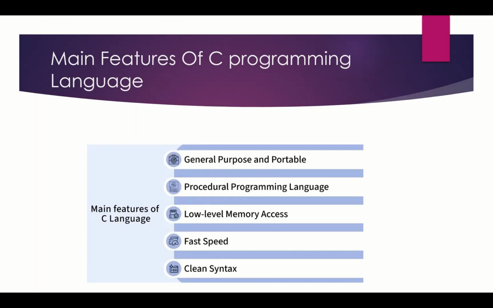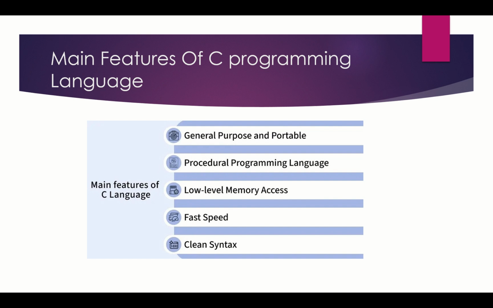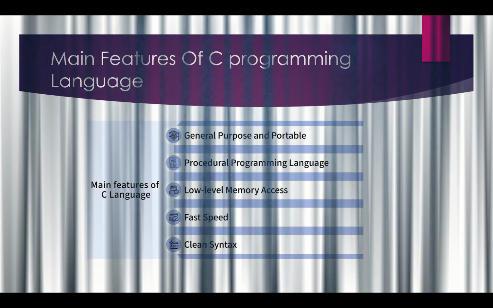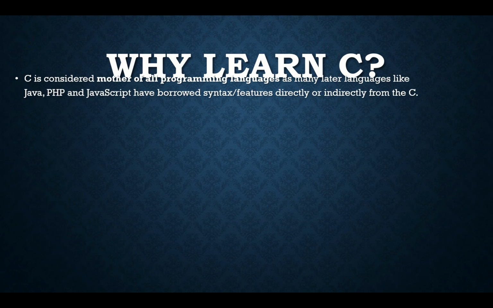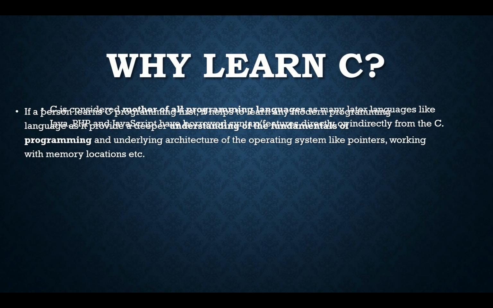Next, we come to the next point, that is the main features of the C programming language. What are the features of this? General purpose and portable procedural programming language, low level memory access, fast speed, and clean syntax. The second thing is why we learn the C programming language.